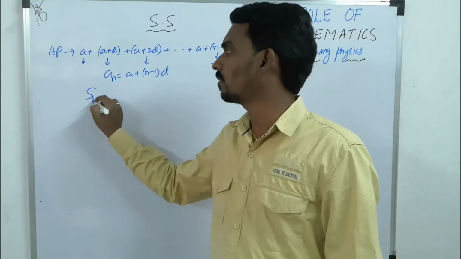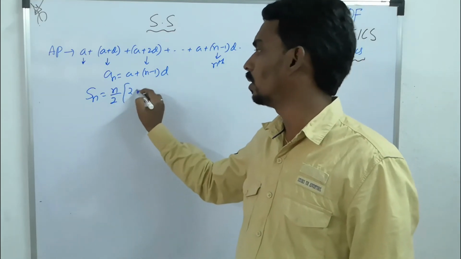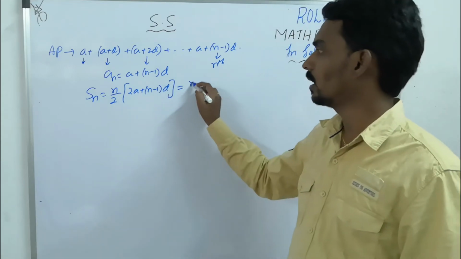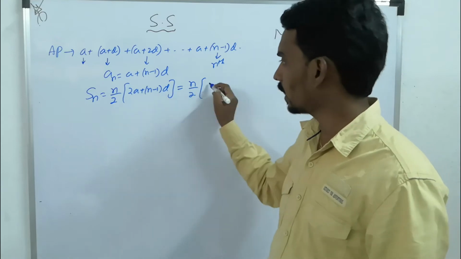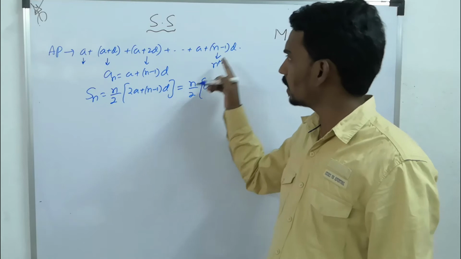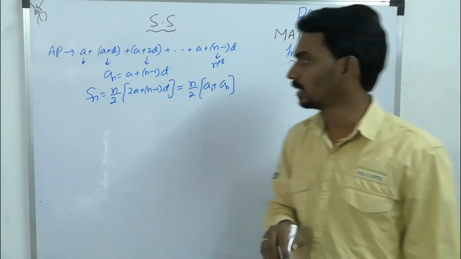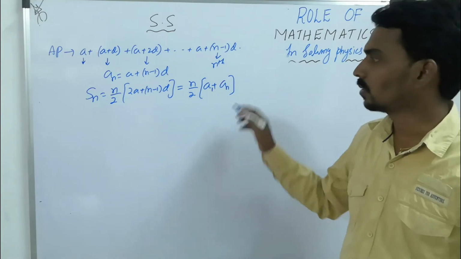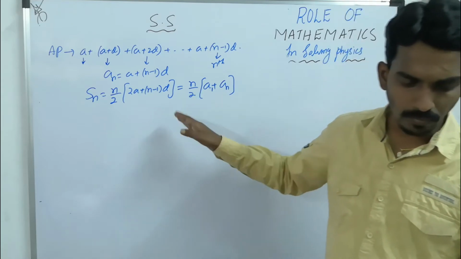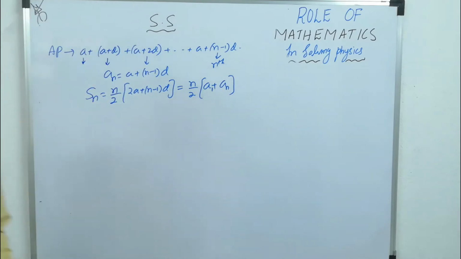Now the sum of all these numbers is n by 2 into (2a plus (n minus 1) into d), or else n by 2 into (a plus a plus (n minus 1)d), which is nothing but first term plus nth term. So this is how you can take the sum of n terms in arithmetic progression.